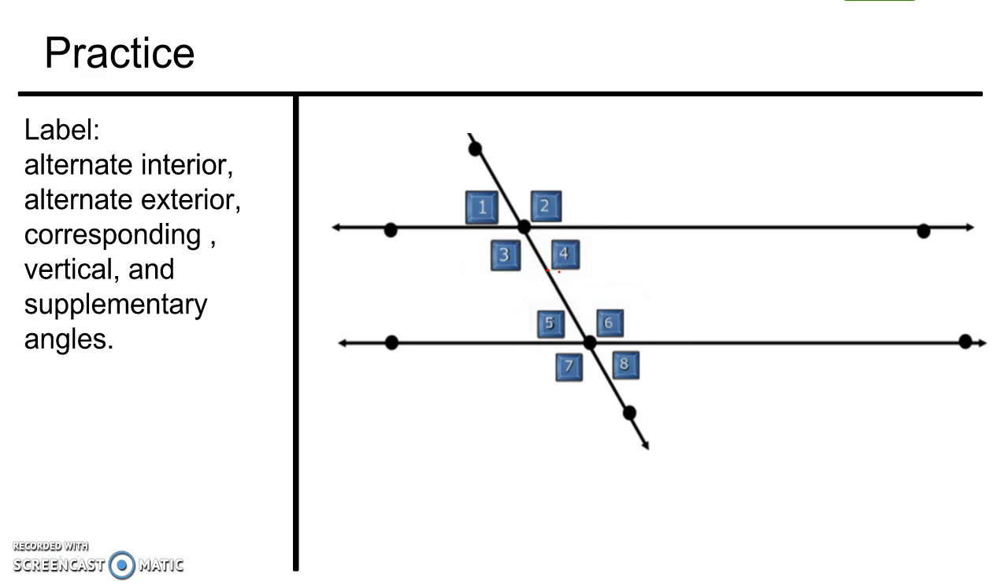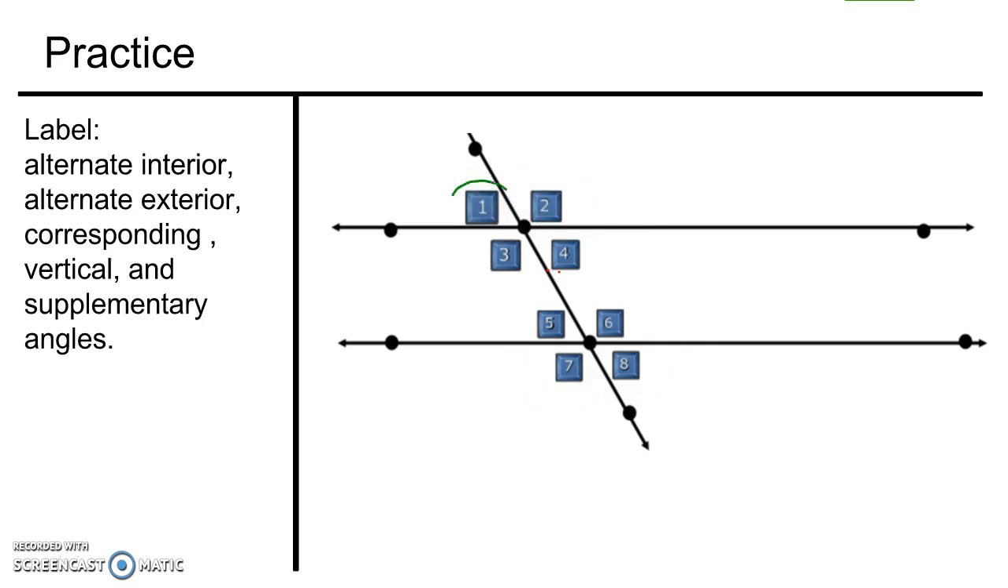Okay, alternate exterior angles, let's just visualize those. We would have 1 with 8 outside the parallel lines on opposite sides of the transversal, and then we would have 2 with 7. That would be a pair of alternate exterior. Next, corresponding angles.